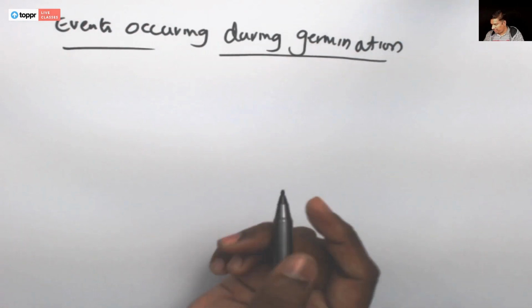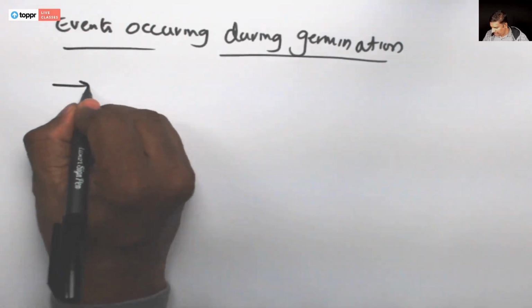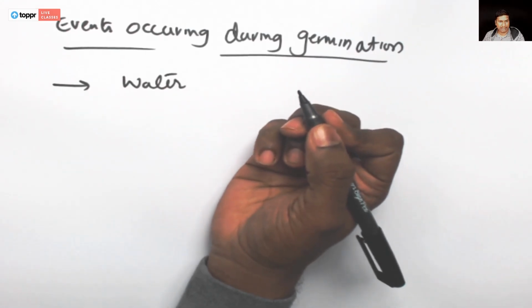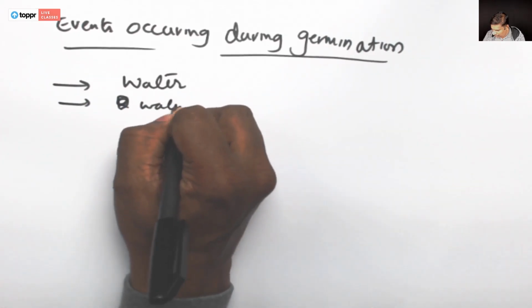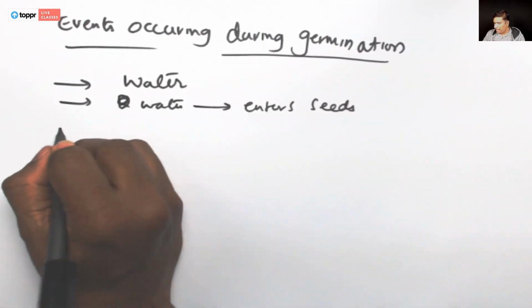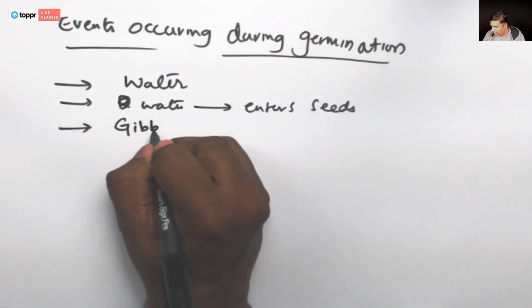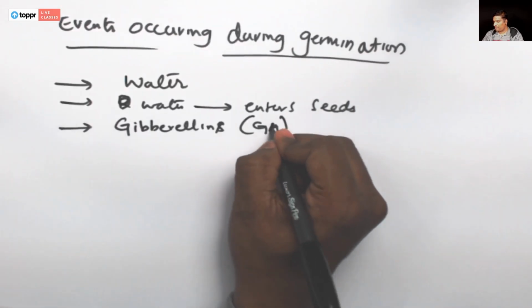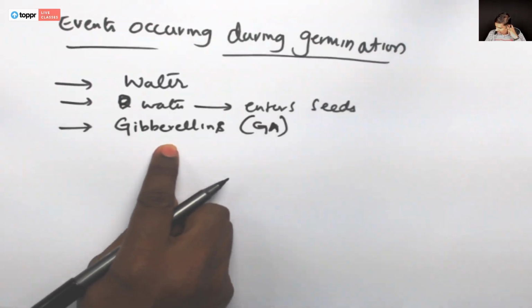during germination. Okay, so here the first thing that happens is you need water. You need to water the seeds. When the seeds receive water, water enters the seeds. Now inside the seeds you have a plant hormone called gibberellins, GA for short. You have this hormone inside the seeds.